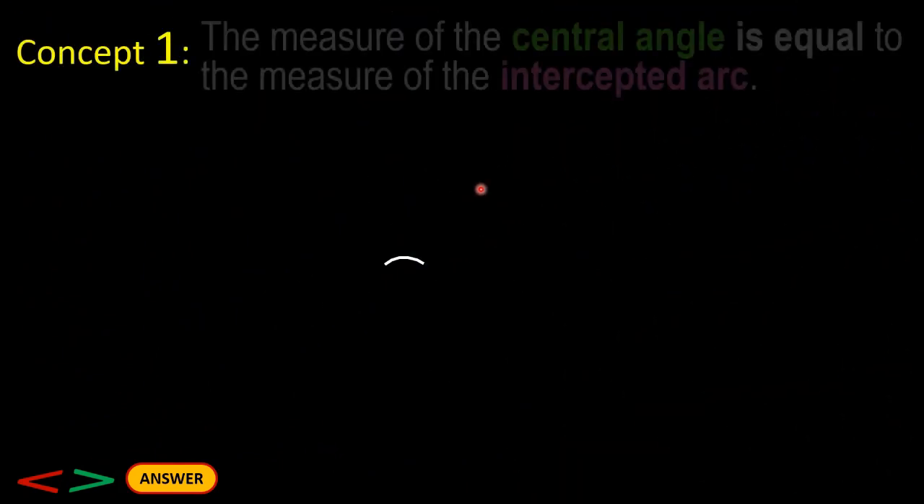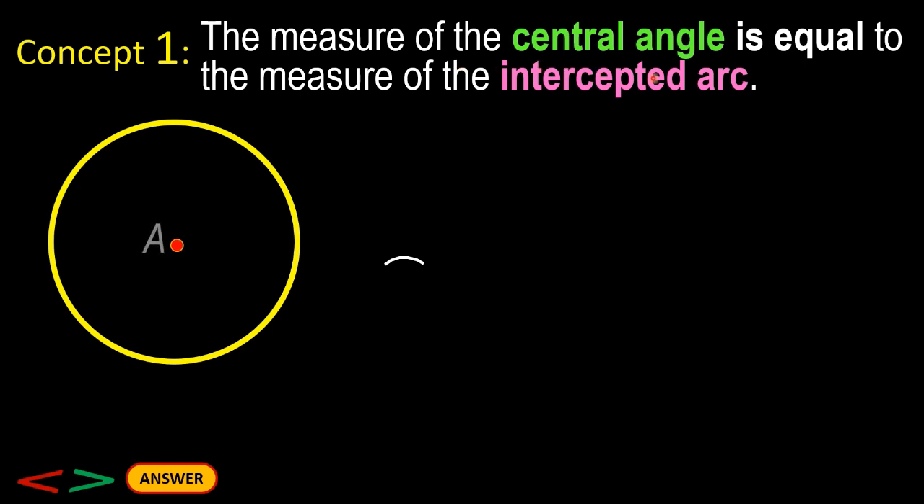Concept number 1. The measure of the central angle is equal to the measure of the intercepted arc. So, tingnan natin yung illustration. Yung illustration ay itong ating circle A. So, sinabi nga natin kanina ano ang definition ng central angle. So, ito ay binubuo ng dalawang radii. Vertex ay nasa gitna ng circle.